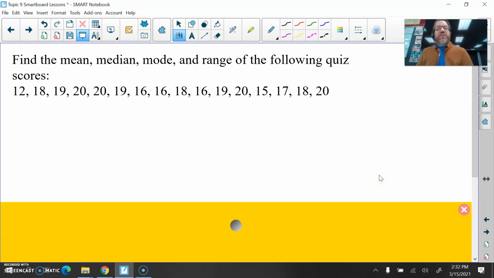Speaking of quiz scores, here let's say I give a quiz that is worth 20 points. And here are the different scores. I have 16 different scores listed here. All right, 1, 2, 3, 4, 5, 6, 7, 8, 9, 10, 11, 12, 13, 14, 15, 16. You can count, you can see there by the count there are 16 scores on this quiz. I want to find the mean, the median, the mode, and the range. So I'm going to write down mean, median.